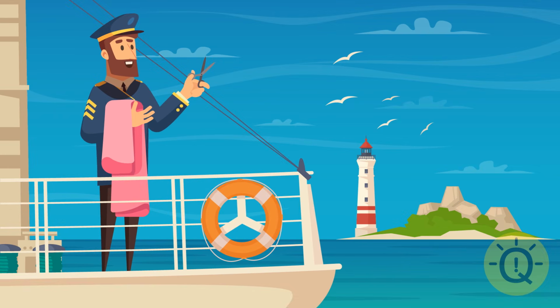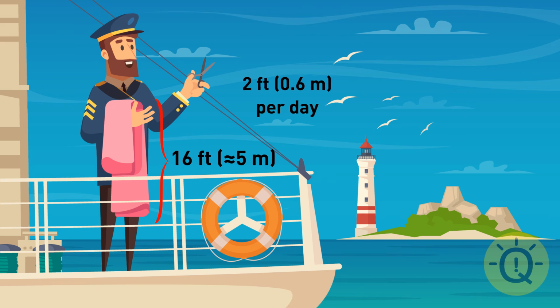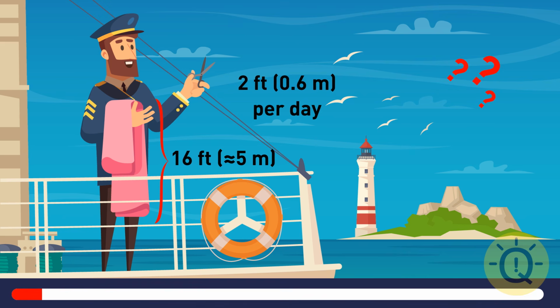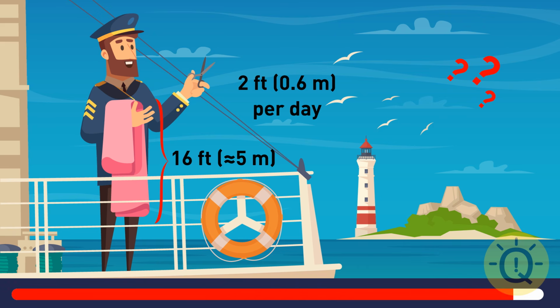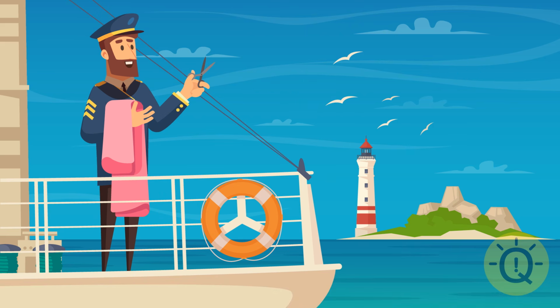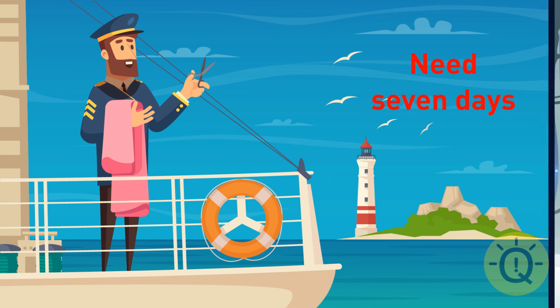A sailor has a piece of fabric that is 16 feet long. He cuts 2 feet of this fabric per day. How many days will he need to cut the whole cloth? Your first answer might have been 8 days, but in fact, the sailor will only need 7 days. The last remaining piece of fabric will be 2 feet long, and the sailor won't need to cut it.